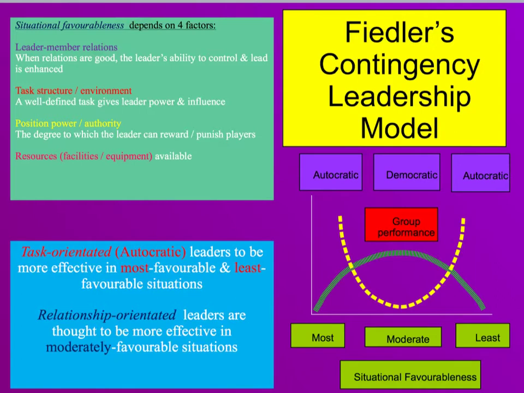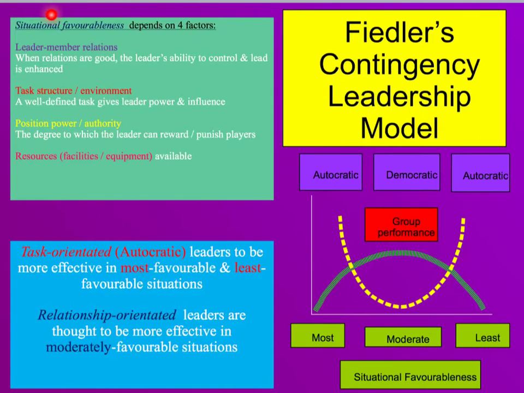So, how does it work? Well, Fiedler talks about the situation as well. We've talked about the personality, the style of the leader, but Fiedler also talks about how the situation affects leadership. And you can see at the top left box up here that he talks about situational favourableness. That might sound like a bit of a silly thing, but we're basically saying how favourable is the situation for the leader to lead. So it's not how favourable it is for the players to perform, it's how favourable it is for the leader.